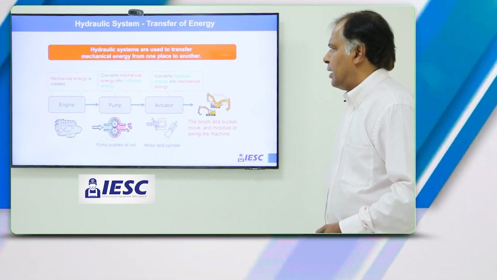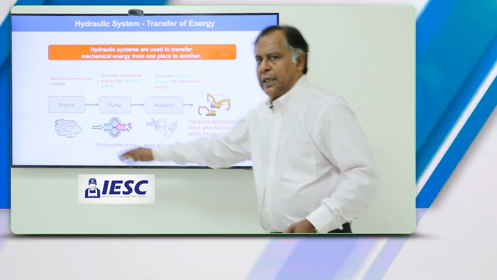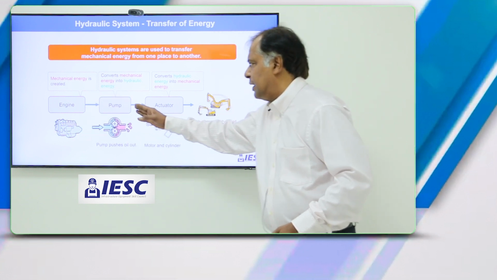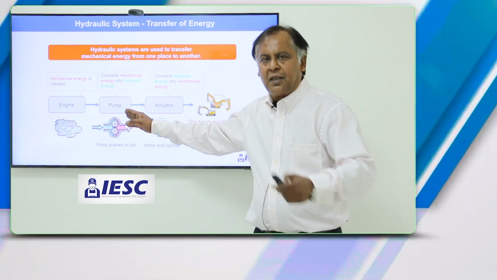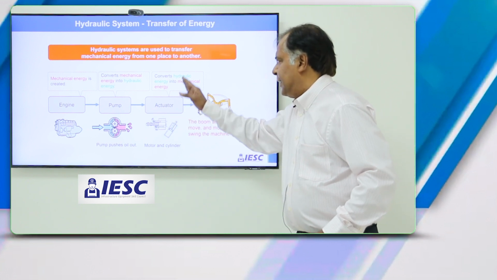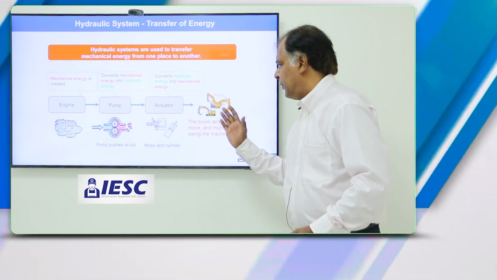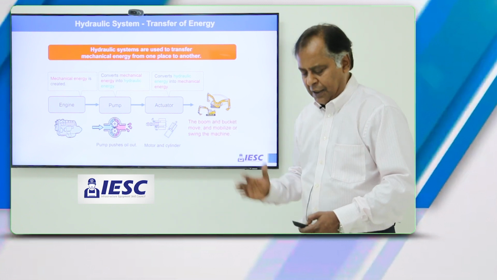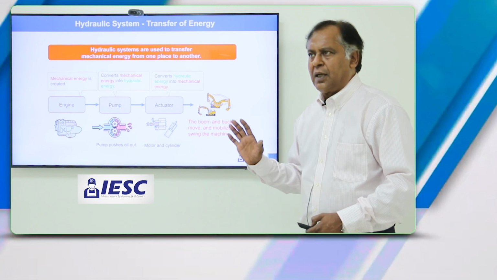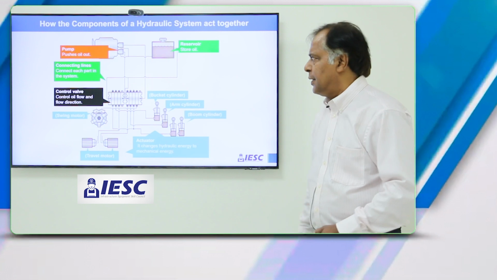Now let's look at the process of conversion or transfer of energy. So in the engine, the mechanical energy is created, and then in the pump, this mechanical energy is converted to hydraulic energy. And then at the actuator level, the hydraulic energy is converted back to mechanical energy. So this is the process of transfer of energy. So let's summarize this by looking at a simple circuit of a hydraulic system where all the components that we just discussed fall in place.